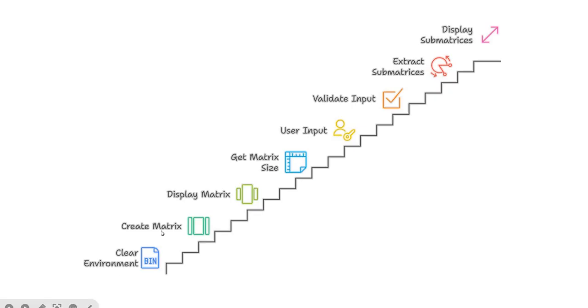We'll start by clearing the environment by using the clc, close all, clear commands. Then we'll create a matrix of any size of our choice. Then we'll display the matrix. Once the matrix has been displayed, we'll get the size of the matrix. After that, we'll ask the user to give the input. Here the input will be the size of the submatrix, that is, the k value must be entered by the user.